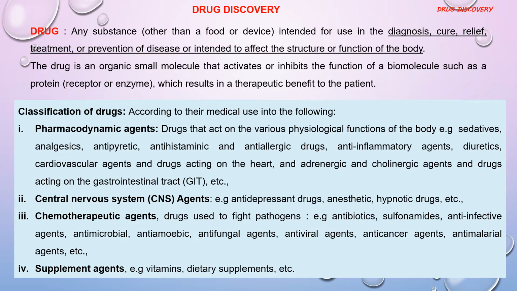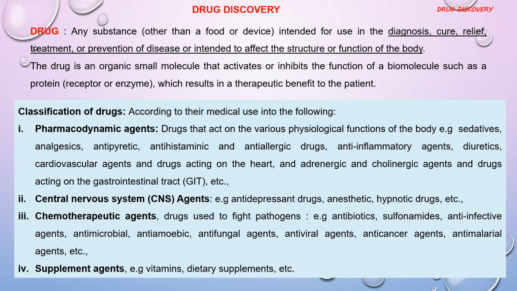A drug is a substance, a chemical molecule that is used for treatment, diagnosis, prevention or cure of a disease, or intended to affect the structure or function of the body. Based on its medical use, drugs can be classified as pharmacodynamic agents, central nervous system agents, chemotherapeutic agents, and supplement agents.